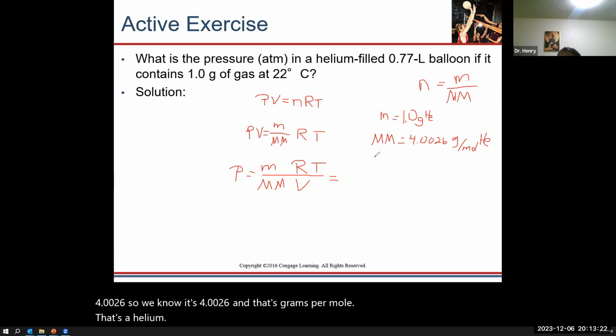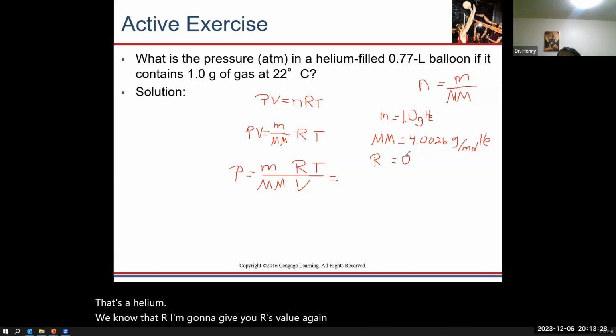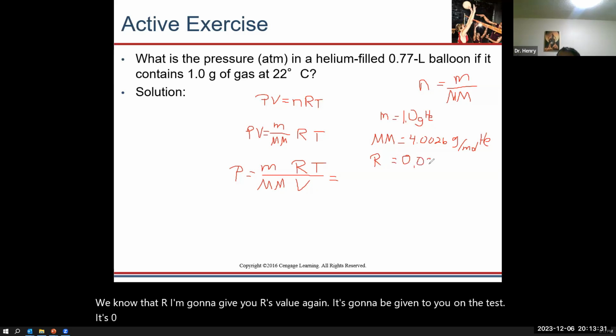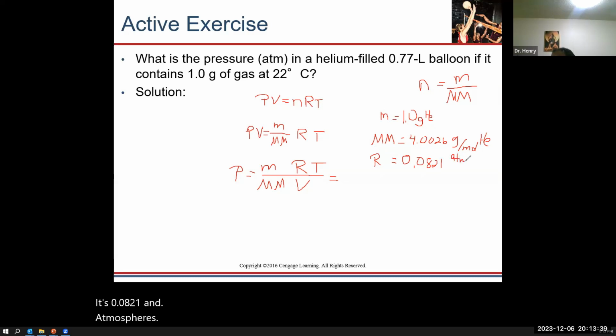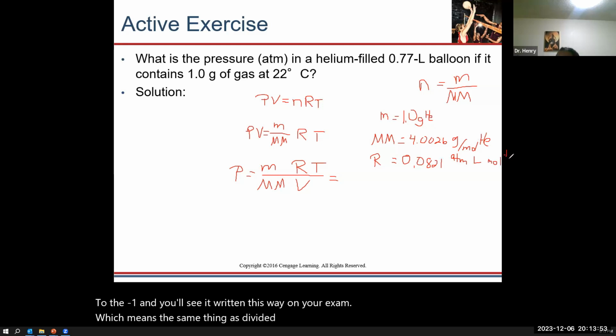Okay. We know that R, I'm going to give you R's value again. It's going to be given to you on the test. It's 0.0821, and that's atmospheres, liters, moles to the -1. And you'll see it written this way on your exam, which means the same thing as divided by moles. And Kelvin to the -1, which means, again, same thing as divided by Kelvin.